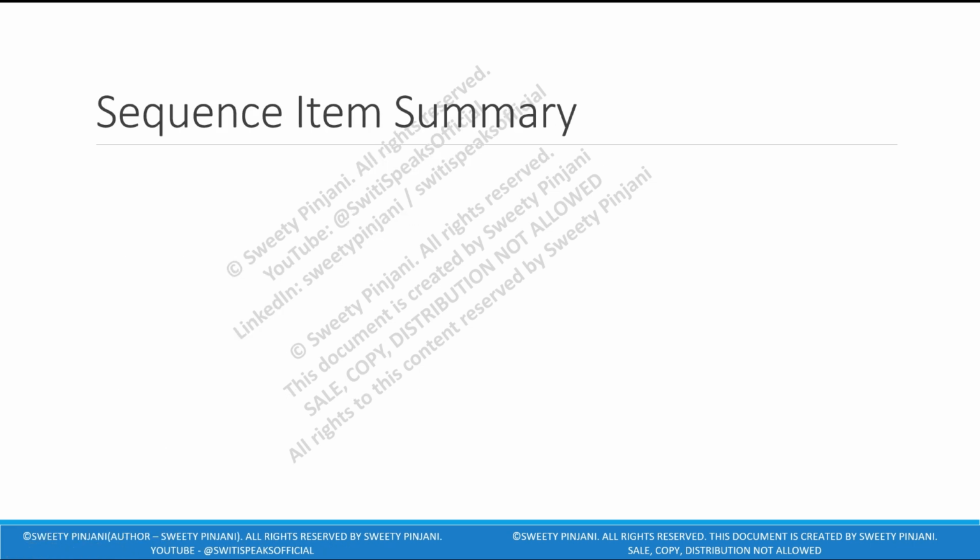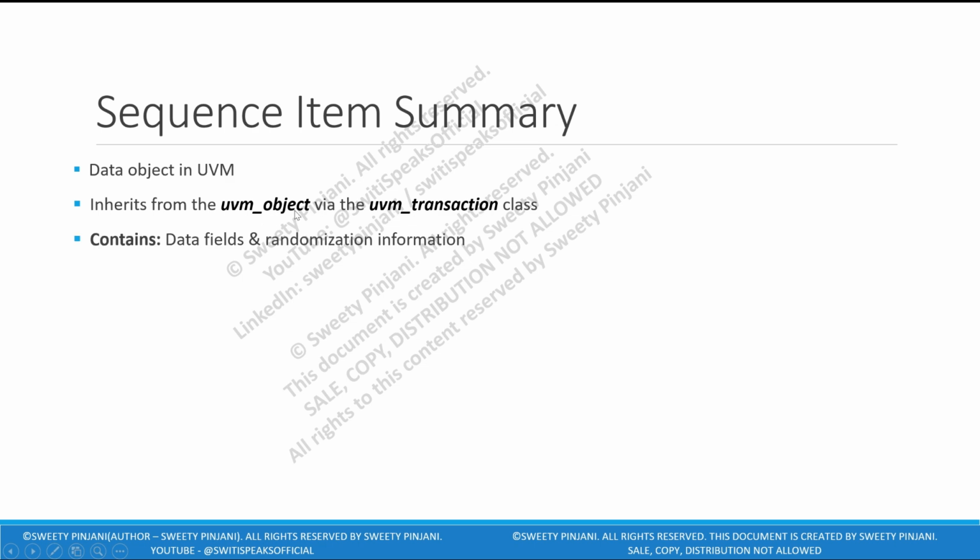Now quickly let's summarize whatever we learned. We learned that sequence item is a data object in UVM because it contains the information about the data which is used to drive your DUT. Then it inherits from UVM object via UVM transaction class, which means your UVM sequence item extends from UVM transaction, which in turn extends from UVM object. Then the UVM sequence item contains data fields and randomization information.